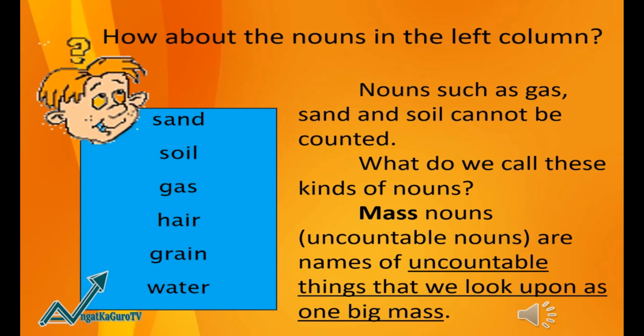How about the nouns in the left column? Sand, soil, gas, hair, grain, and water. Nouns such as gas, sand, and soil cannot be counted. What do we call these kinds of nouns? We call them mass nouns or uncountable nouns. They are names of uncountable things that we look upon as one big mass.